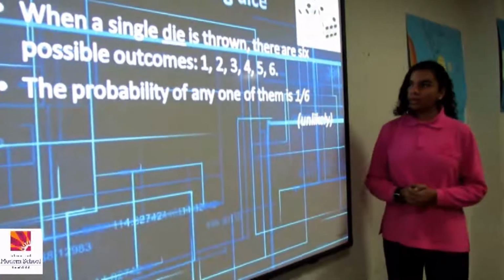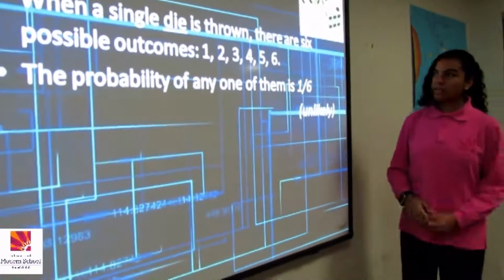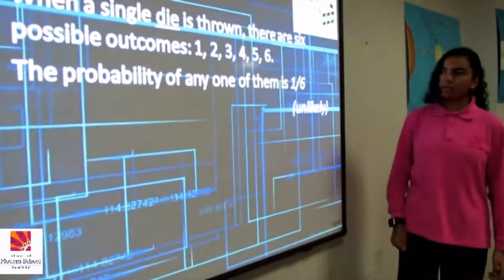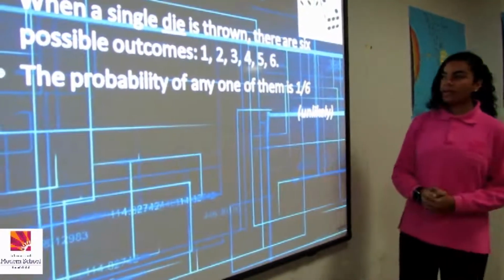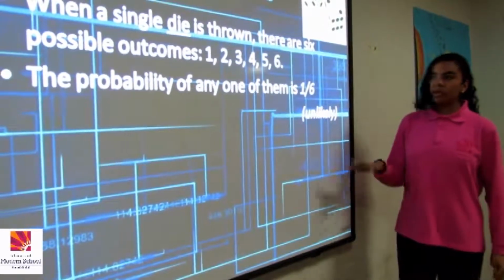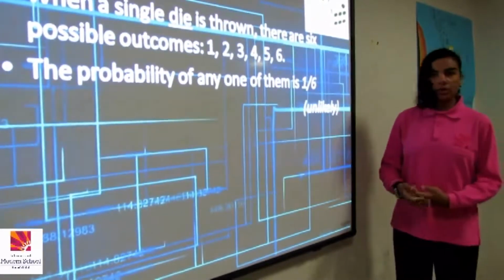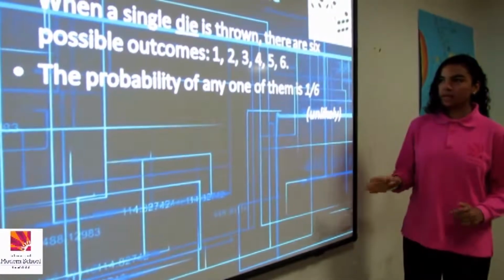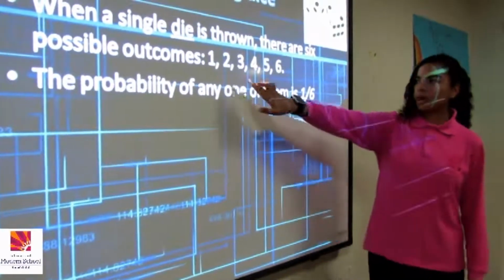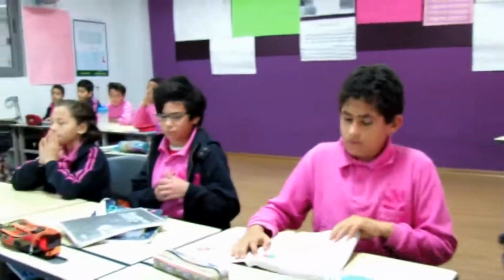Also, we use throwing a die. When a single die is thrown, there are 6 possible outcomes: 1, 2, 3, 4, 5, 6. The probability of any one of them is 1/6, so that means unlikely. Of course, they're going to ask you another question, for landing on even numbers. So they are 2, 4, and 6, so we have 3. 3/6 means half, so that means even chance. And the odd numbers are the same thing.